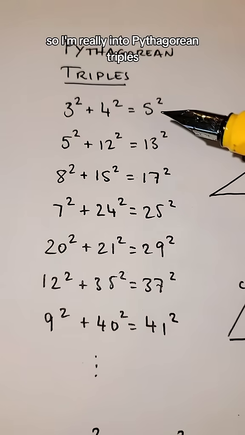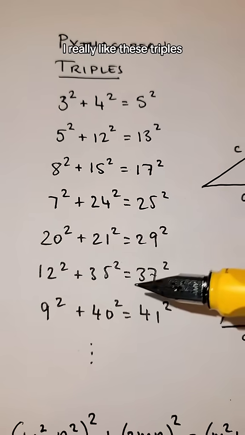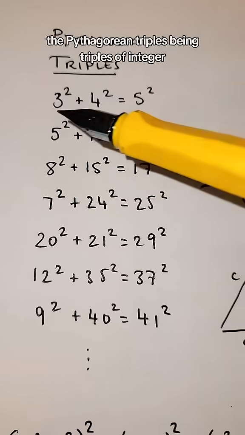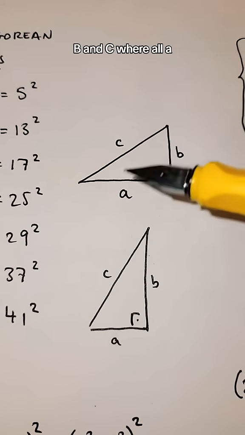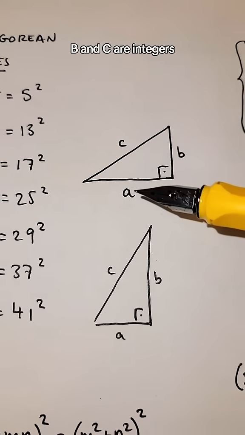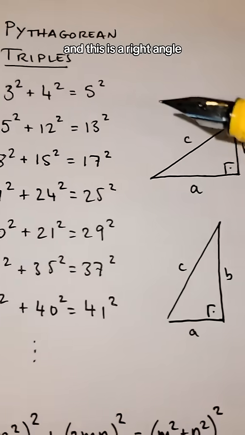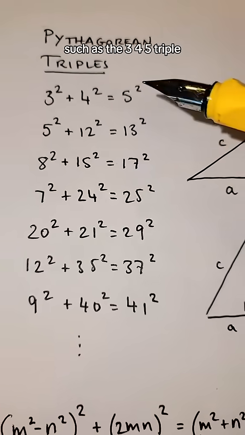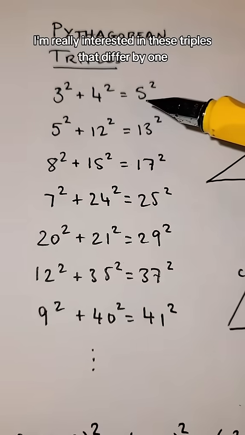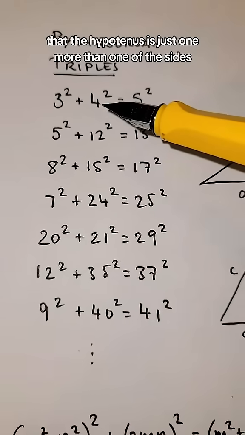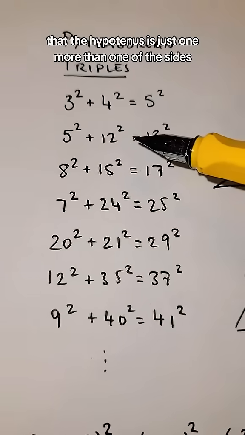So I'm really into Pythagorean triples. I don't know why, I really like these triples. The Pythagorean triples being triples of integers that correspond to the sides of a right triangle A, B, and C, where all A, B, and C are integers, and this is a right angle, such as the 3, 4, 5 triple. And in particular, I'm really interested in these triples that differ by one, that the hypotenuse is just one more than one of the sides.